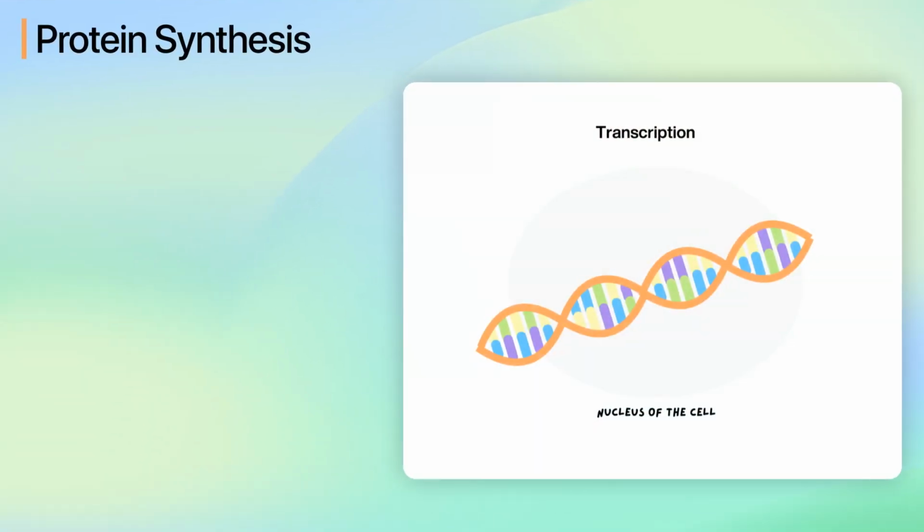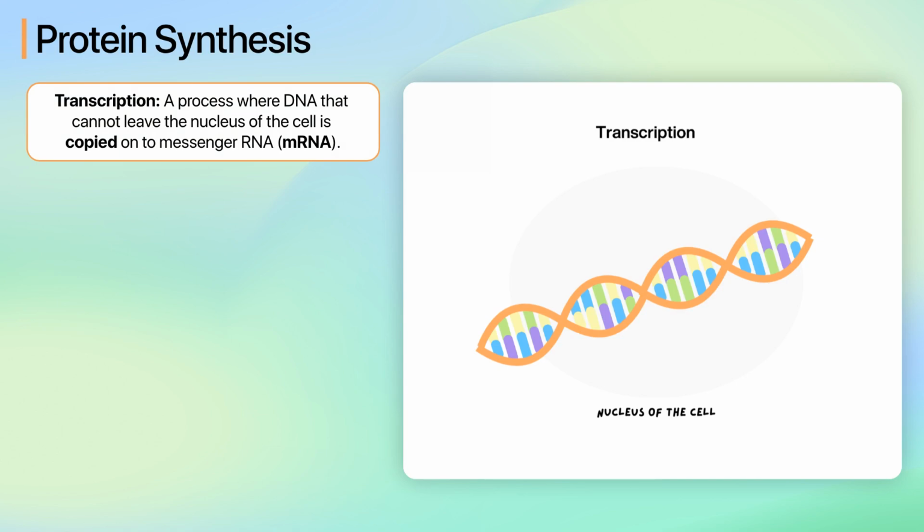Let's dive into the remarkable process of protein synthesis, which translates the genetic code in DNA into functional proteins. The first step in protein synthesis is called transcription, which takes place in the nucleus of the cell. DNA cannot leave the nucleus of the cell, so it has to be copied onto messenger RNA, mRNA, in a process known as transcription. Here's how it works.